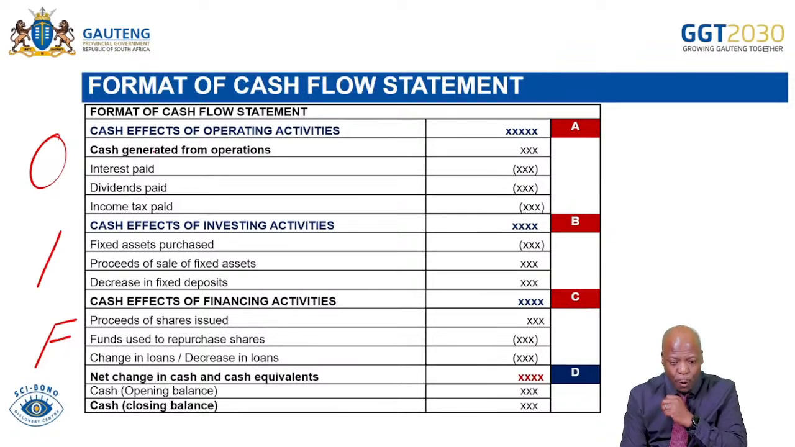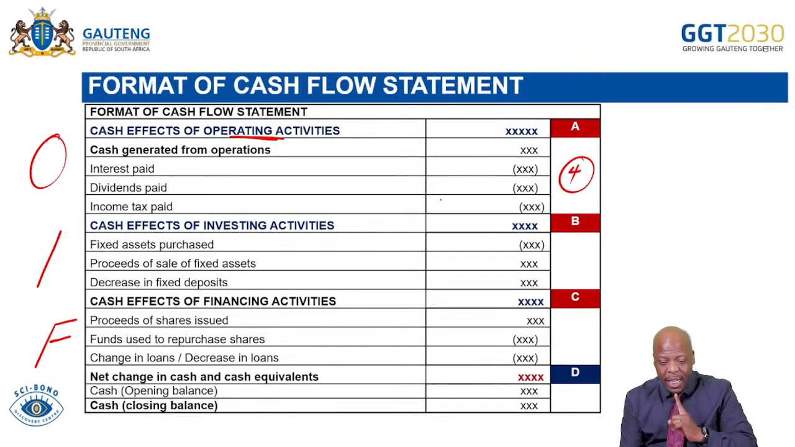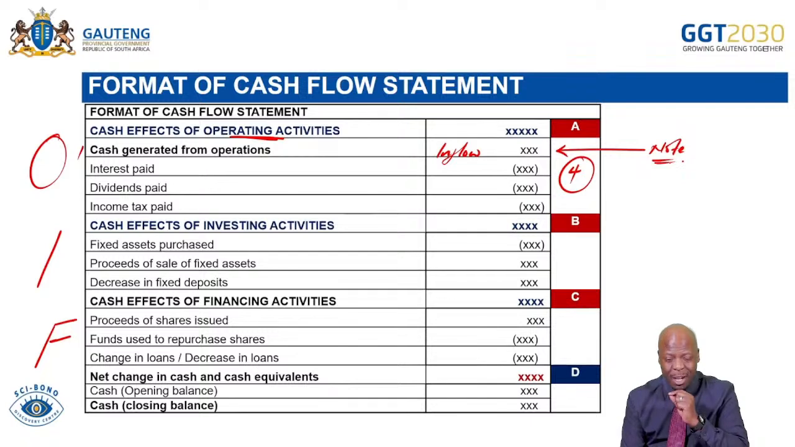So the O stands for cash effects of operating activities. Now, you will get 4 things in your cash effects on operating activities. Item number 1 is our cash generated from operations. Once you don't see a bracket, that means that amount is an inflow. So cash generated from operations will be an inflow, and we'll get this amount after we have opened a note. So in your mind, just think note. We're going to open a note very soon.